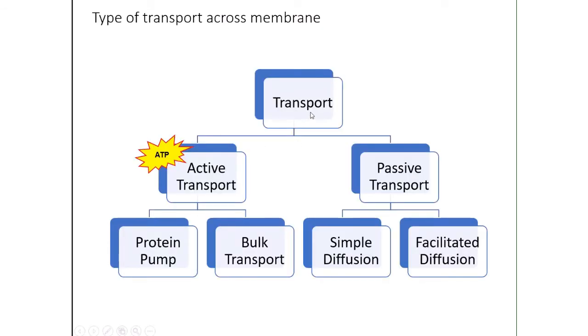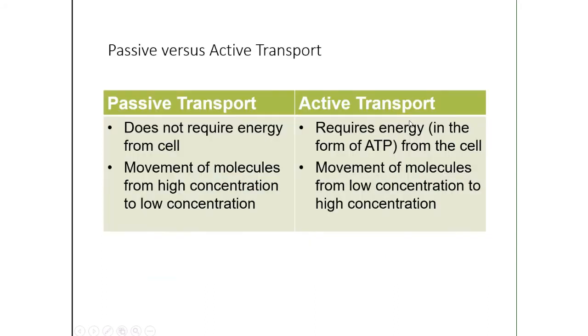So back to transport, there are basically two categories of transport. We have active transport and we have passive transport, and then there are examples of each type that we're going to look at. The main difference between active transport and passive transport is summarized in this table. For passive transport, you will not require energy from the cell, so no ATP is needed, whereas you will need ATP for active transport.